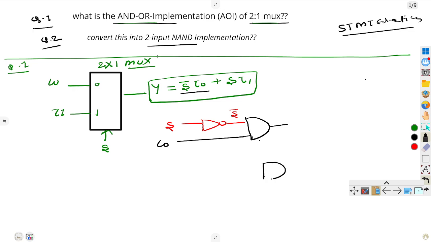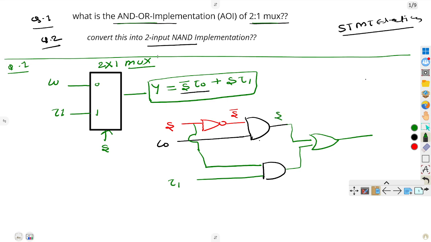And finally, one more AND gate we will need, because this is I1 into S, but here I will copy S as it is. So this is S and this is I1. Okay, I hope you understand. This is a very simple diagram, and this is the OR gate. So this is a very simple thing.